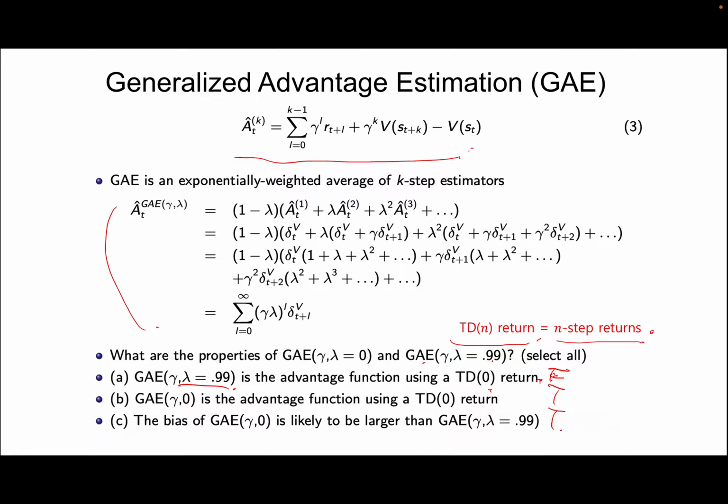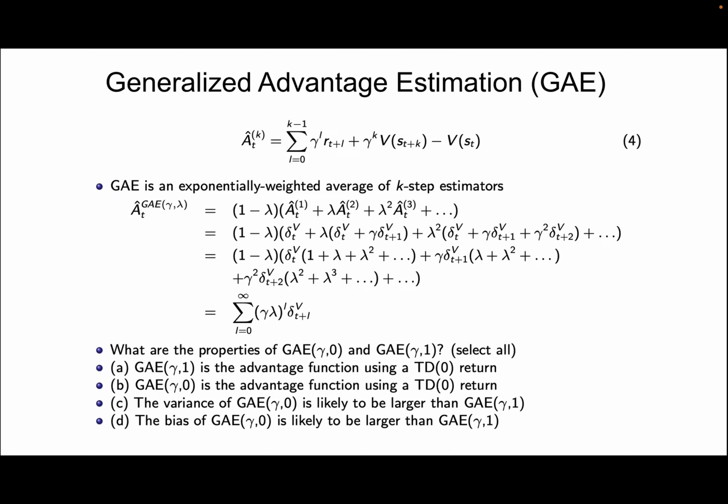The bias of GAE gamma 0 is likely to be larger than GAE lambda equals 0.99. So this one is MC. This one is bootstrap, right? Bias of bootstrap is likely to be larger than the MC. This is true, right? So FTT. I think the answer is FTT. Bias of this one is larger than this one. Okay.